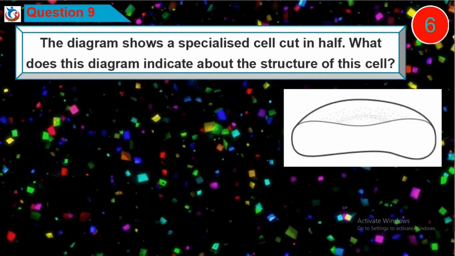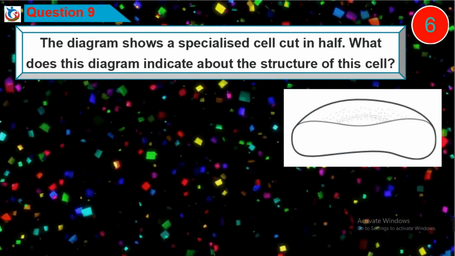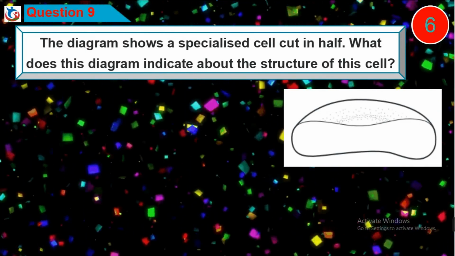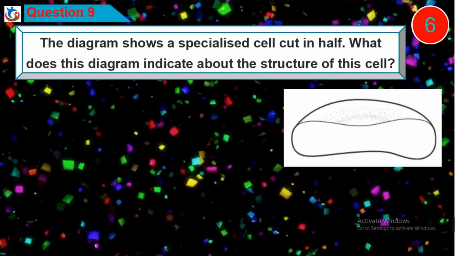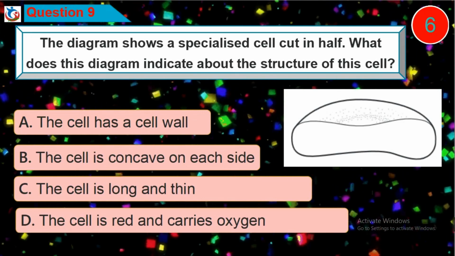Question 9. The diagram shows a specialized cell cut in half. What does this diagram indicate about the structure of this cell? Is it option A, B, C, or D?